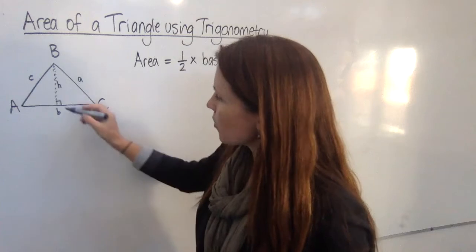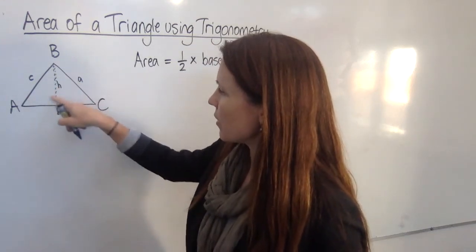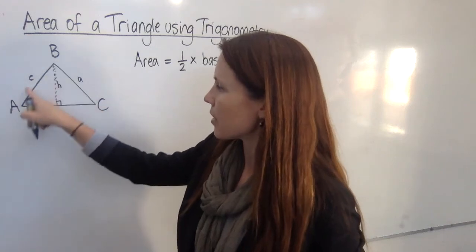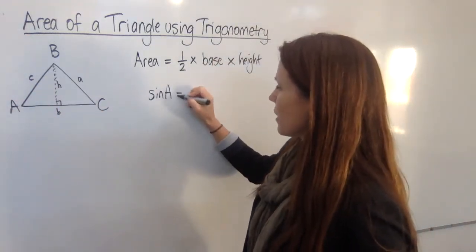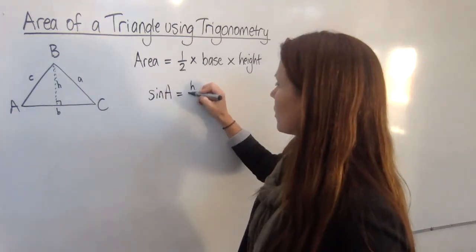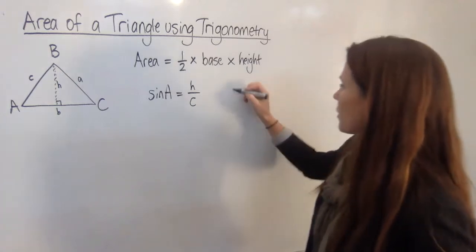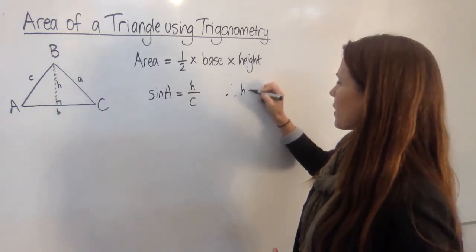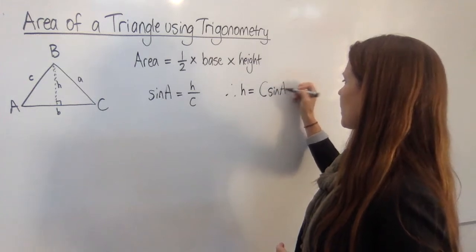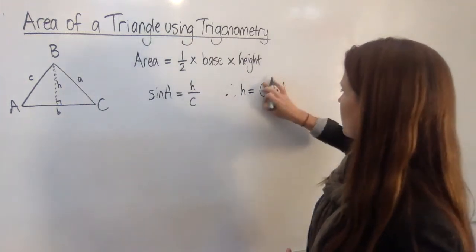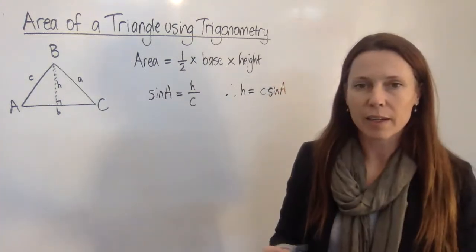So what do we know about this right angled triangle on the side here? Well, this is the opposite side of this angle A, and this is the hypotenuse, isn't it? So we can say that the sine of A is equal to opposite over hypotenuse. Now, rearranging that for height, we can say that height is equal to c sine A. I need to use a lowercase c, c sine A.